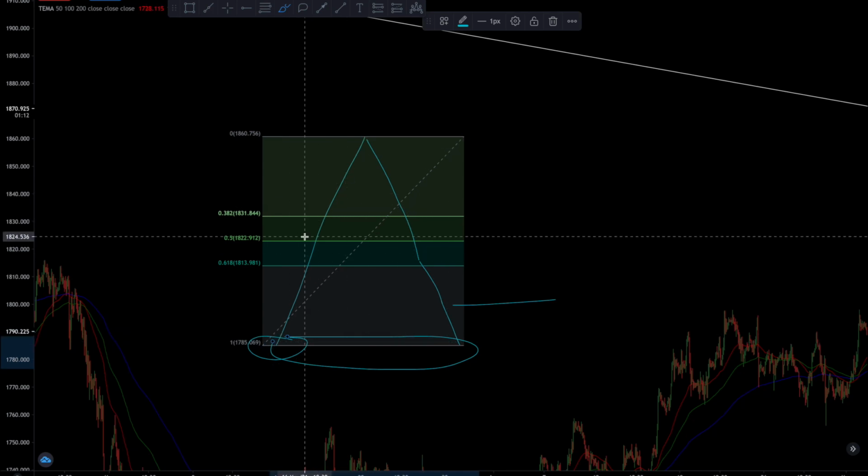So along with the Fibonacci retracement, you can also use the higher high and higher low technique to understand this. And if you haven't watched that video of higher highs and higher lows, you can check it out by clicking the I button.